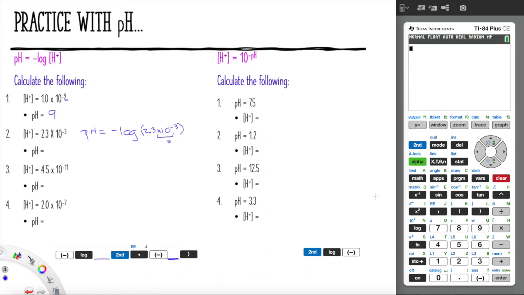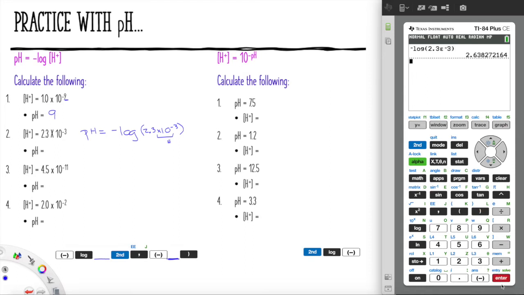So for this one right here, I'm going to hit negative. And I want to make sure I'm using the negative button, not the minus button. So negative log 2.3, second E, negative 3. And I want to make sure to remember to close those parentheses. The calculator automatically puts the first one in there after the log button. Close the parentheses and hit enter. And this shows me that the pH of this solution is 2.6. And since I only had 2 digits in my coefficient, I'm just going to include 2 digits in my pH. All right? So let's go ahead and try another one.